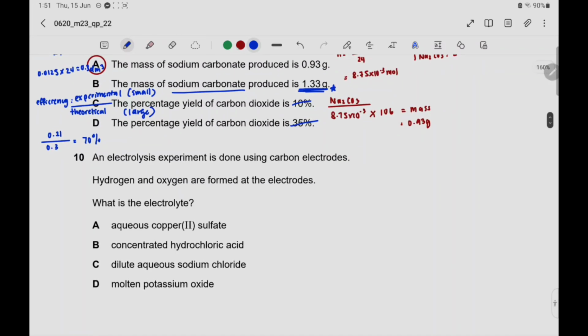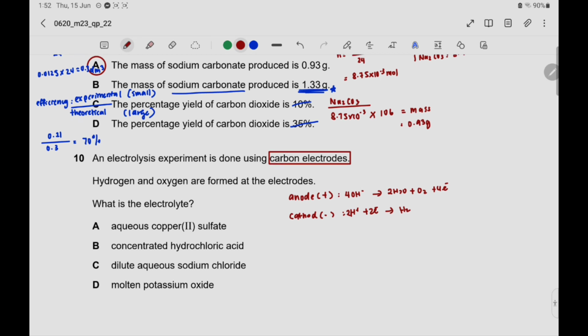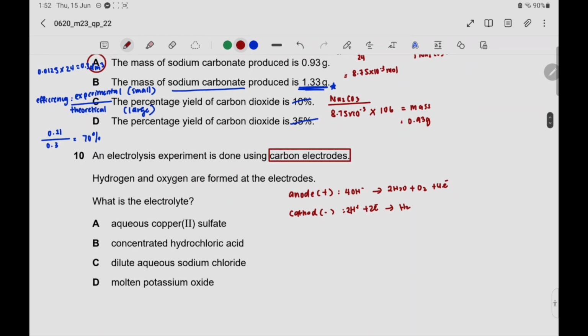Okay, electrolysis using carbon electrodes is the most simplest, most typical. So you can see here, I want hydrogen and oxygen formed at the electrodes. So I will have anode, which is the positive. I will be getting 4 OH- turned into 2H2O plus O2 plus 4 electrons. And cathode, it will be negative: 2H+ plus 2 electrons turned into H2. Okay, let's see one by one. I1 equals copper sulfate, means that I have Cu2+, SO4 2-, H+ and OH-.